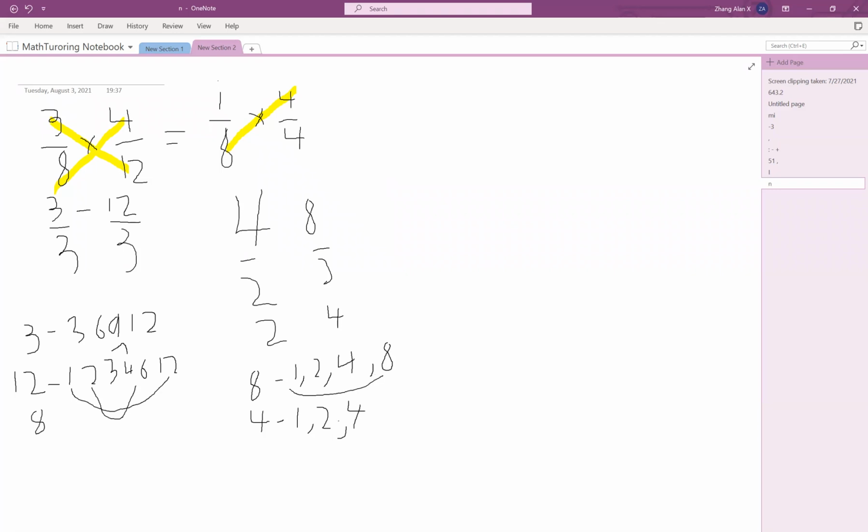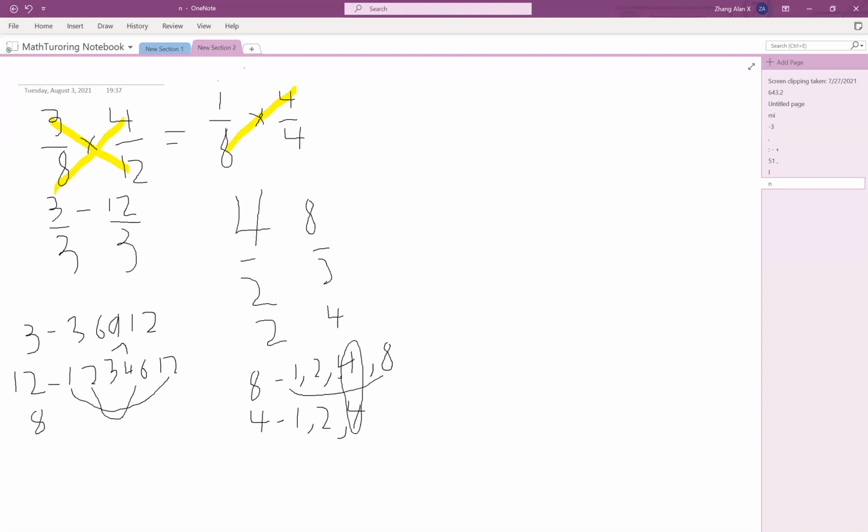So, Dominic, for 8 and 4, what would the greatest common factor be? The biggest number they both have in common. 4. Yep, that's right.